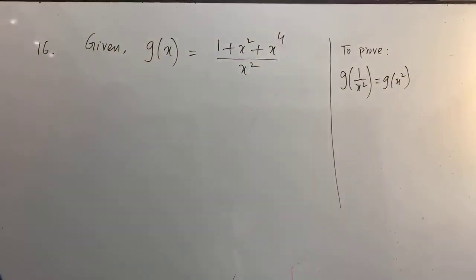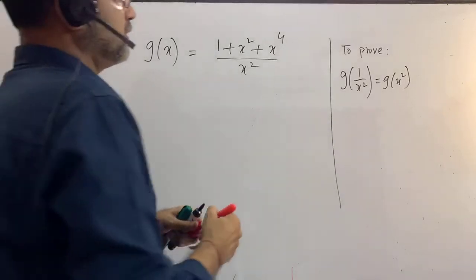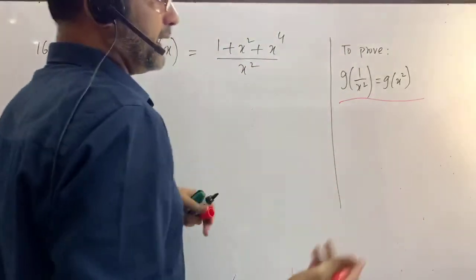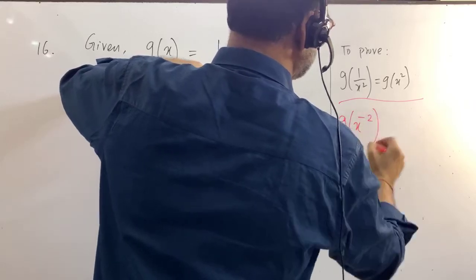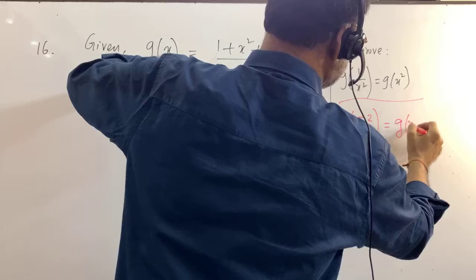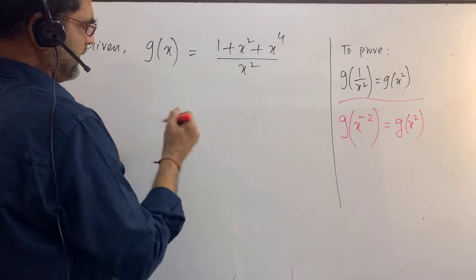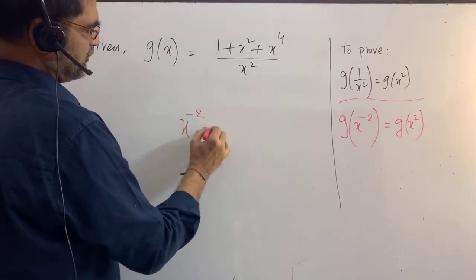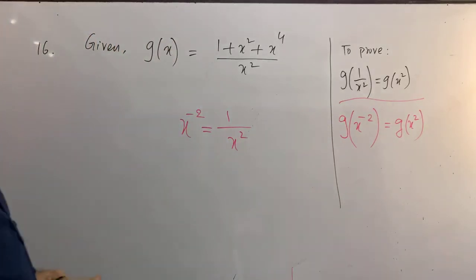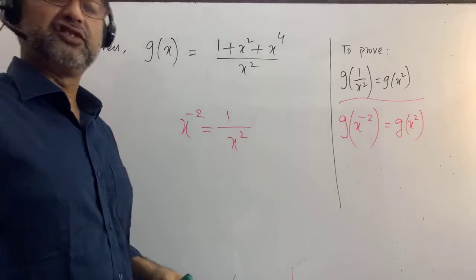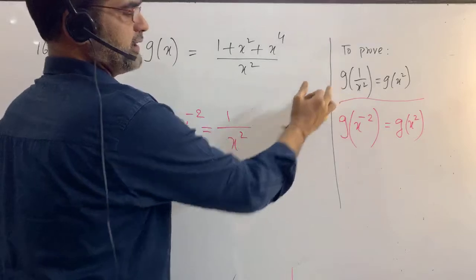You have to prove. This math also can be given in another way. You see, this math also can be given that prove that g of x to the power minus 2 is equal to g of x square. And we all know that x to the power minus 2 means 1 by x square, right? So these two maths actually are the same math. I think you all can do, right? If it is given or it is given the same. Now I am doing it.